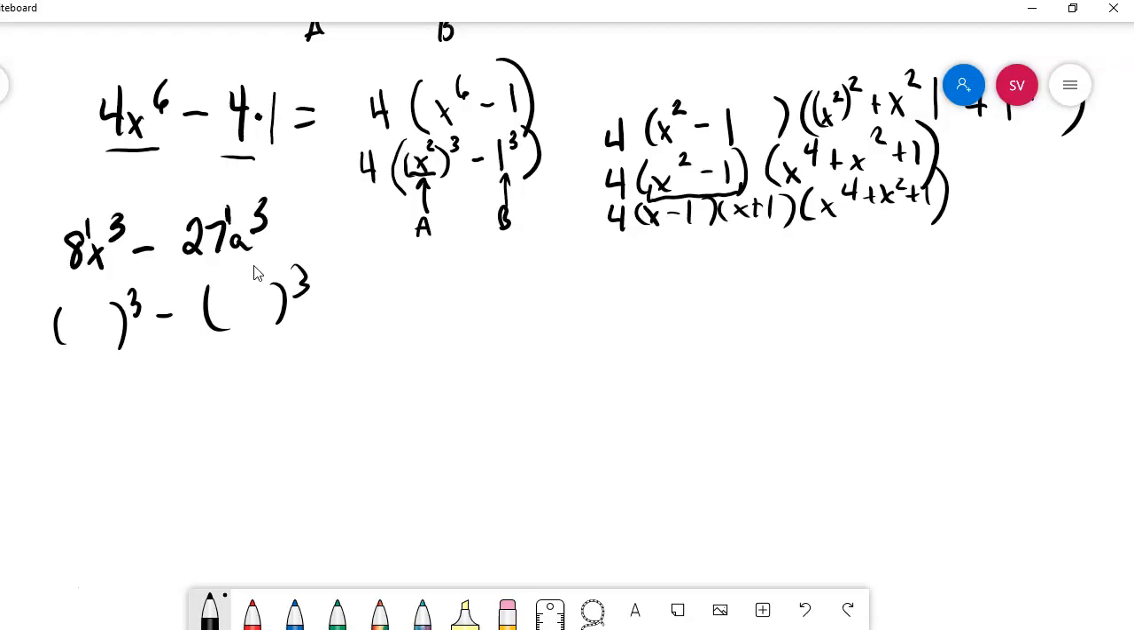So let's focus on the 8. What raised to the third power will give me 8? That's 2. And what raised to the third power will give me x to the third? X to the first. For here, what raised to the third power will give me 27? That'd be a 3. And what raised to the third power will give me a to the third? A to the first, or just a. So now we have this in the right format that we need. So a is 2x, b is 3a, and now we just use our second template.